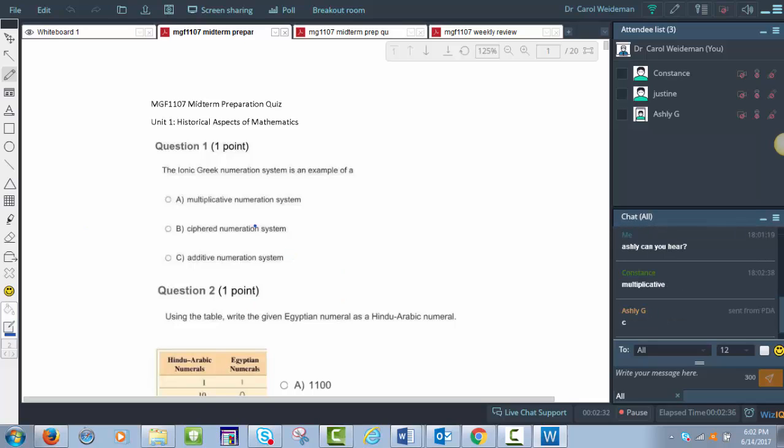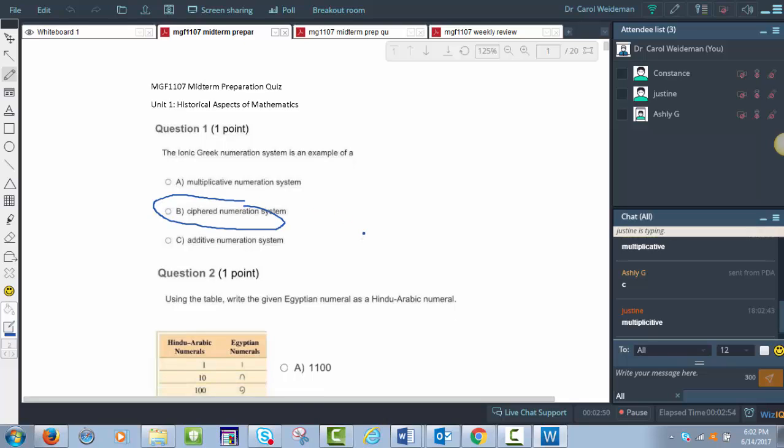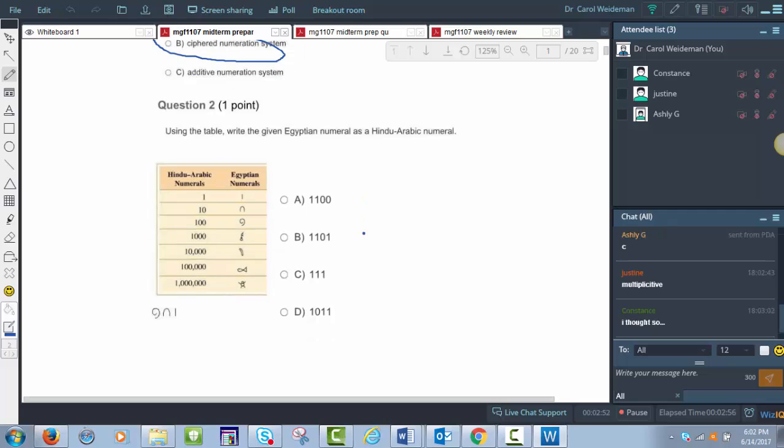A couple people are typing. Let's see, Ashley said it's additive. Justine, what do you say? I see multiplicative. Actually, it's a ciphered system. So take a look again at your notes. That one's actually ciphered.